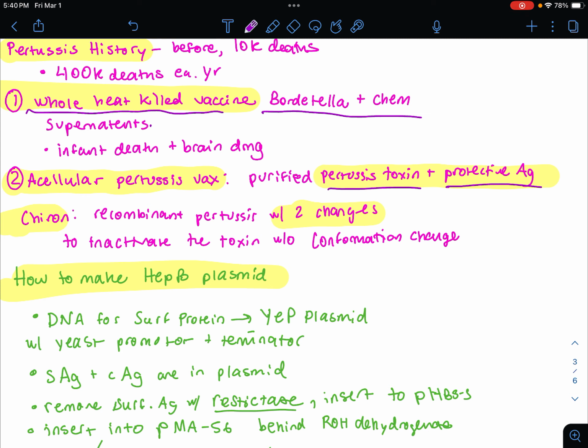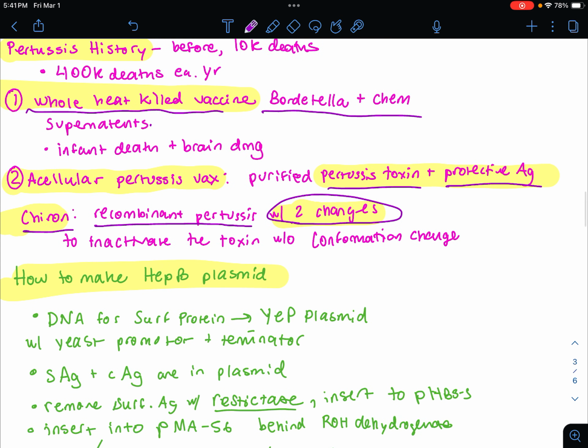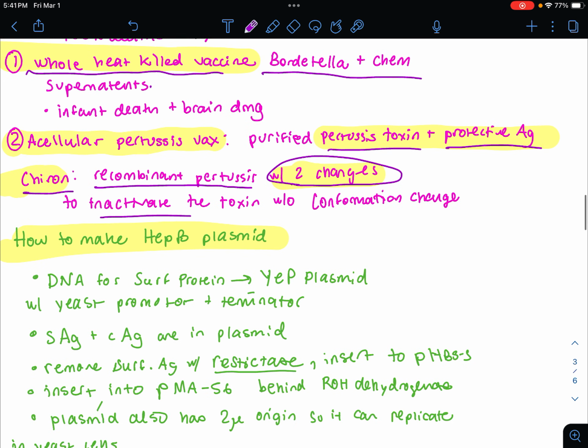Now we have the most revised version here in the notes, called the Chiron. Chiron now produces the recombinant pertussis toxin vaccine that has 2 specific alterations. This inactivates the pertussis poison without affecting the protein's conformation. It's not causing a conformation change, it's just inactivating the toxin. And again, that's a recombinant pertussis vaccine.